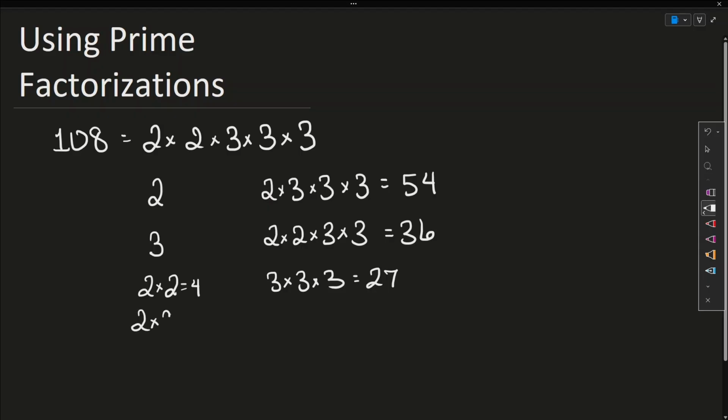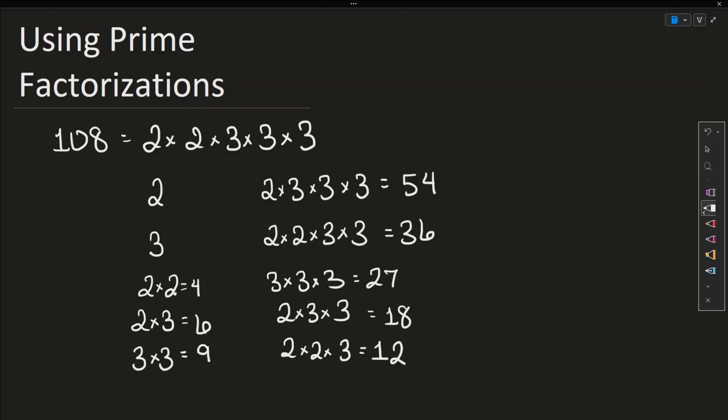If I pulled off a 2 and a 3 out of this prime factorization, I would have a 2, a 3, and a 3 left. This would be 6 and 18. A 3 and a 3 would give me 9, and I would be left with a 2 and a 3, which is 12. We do always have the factor pair 1 and 108, and that's all of them.